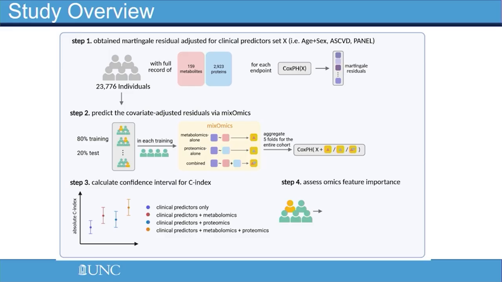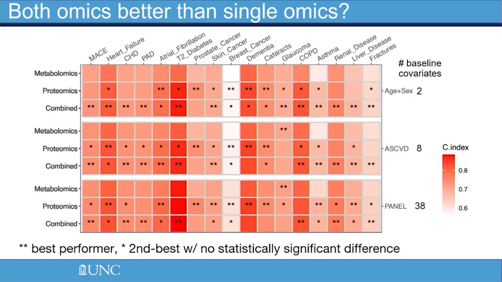So for each of the 17 endpoints, again, it's a survival outcome. So we applied the Cox proportional hazards model to obtain the martingale residuals. And then, as a primary analysis, we used the method called mixOmics to try to use either just the metabolites alone or the proteins alone, or the two omics combined to predict the martingale residuals. And we assessed performance using the C-index, the higher the better. And then we also did some work to see which of the proteins and metabolites are driving the prediction. So that's an overview.